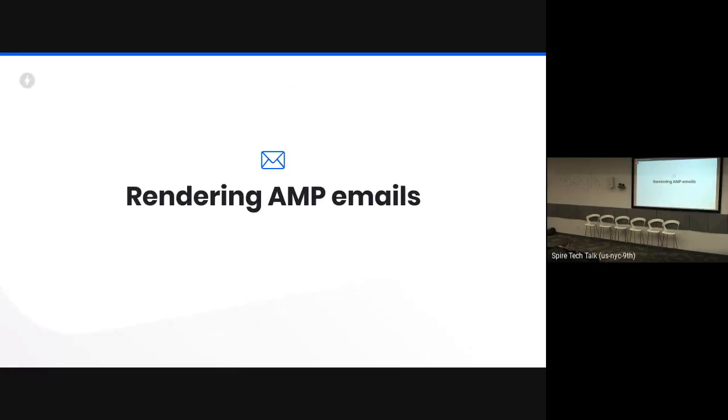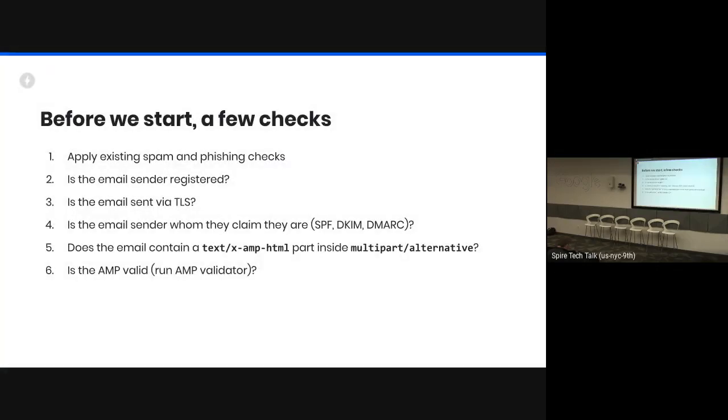Now, this was all about HTML. The next part is how this relates to AMP and what we do differently when it comes to AMP emails. First thing first, email clients generally go through several steps to determine if an email should be displayed at all, or if it's going to be displayed, if it should display the AMP part, or if it should just ignore it. First of all, email clients will apply existing spam and phishing checks that they may already have in place. AMP emails are not special and should not bypass these in any ways.